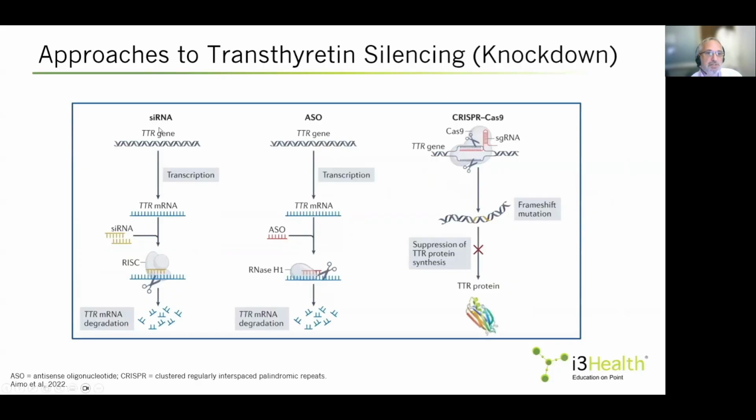And there are 3 approaches to knocking down or silencing TTR. We can use a small interfering RNA, Vutrisiran. We can use antisense, or we can use gene editing. This is, again, experimental.